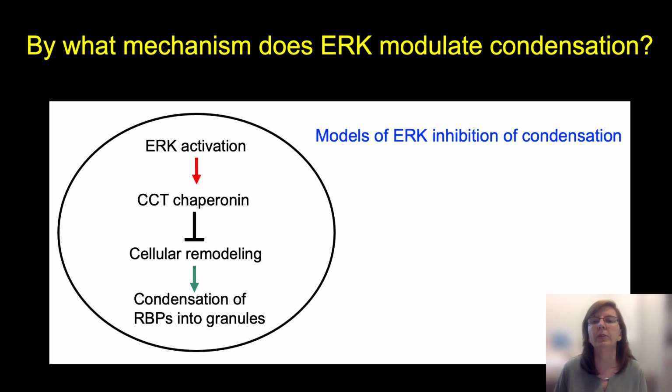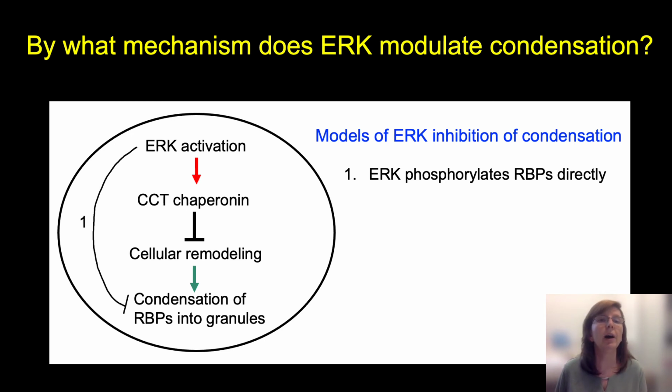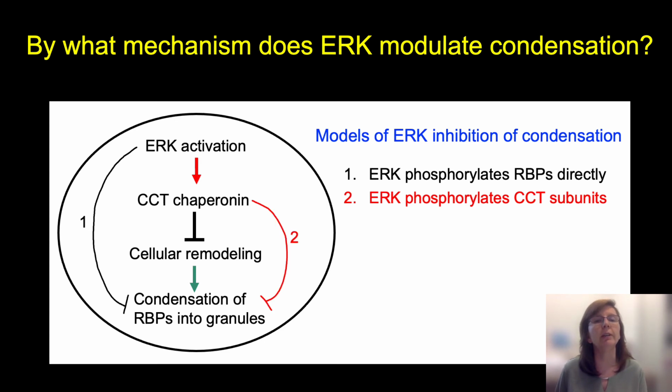There are many possibilities, but the first model we're considering is direct phosphorylation of RBPs by ERK. As I mentioned earlier, phosphorylation can regulate the formation and properties of condensates by either enhancing or disrupting multivalent interactions between RBPs. So it's possible that ERK is phosphorylating MEX3 or CAR1 directly. The second possibility is that ERK is phosphorylating an intermediate, such as the CCT chaperonin, which then ultimately inhibits ectopic granules in oocytes. And this is the second regulator I'm going to be describing in just a few slides.